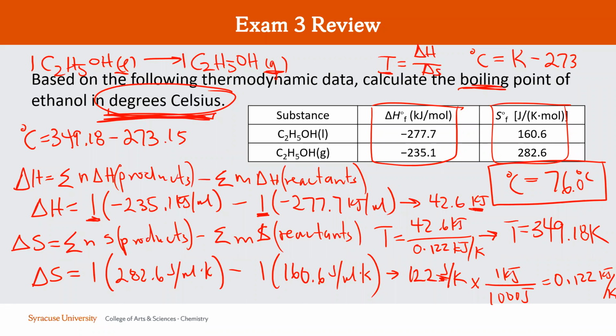So any questions on that? Yeah, Colin. I mean, there should be 2 decimal places when we subtract, but I'm not super worried about the significant figures here. I was more worried about delta H, delta S calculations, and then the temperature calculation. Any other questions on that?